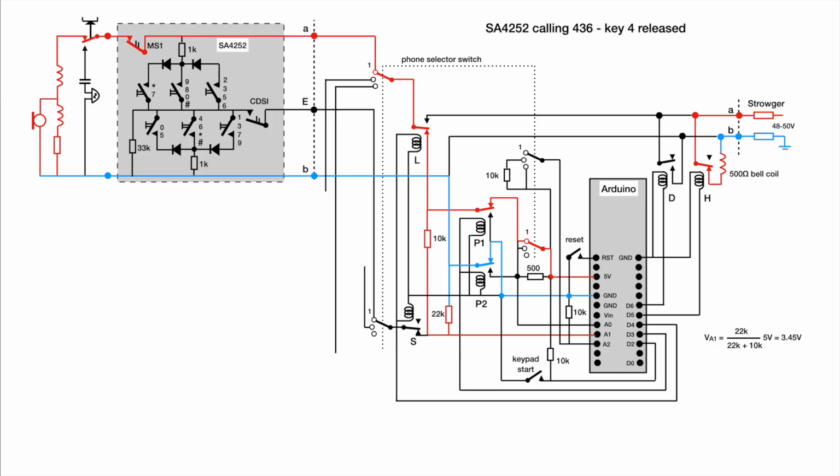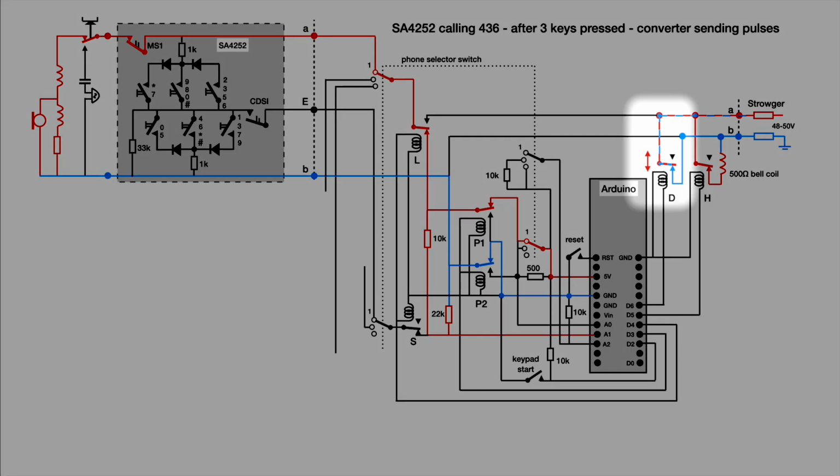Arduino waits for the key to be released. A voltage of approximately 3.45 volt confirms that. There is no need for switching the polarity to detect key release. My Strowger exchange operates with 3-digit numbers. After 3 keys have been selected, the converter starts sequencing the dial pulses to the exchange.